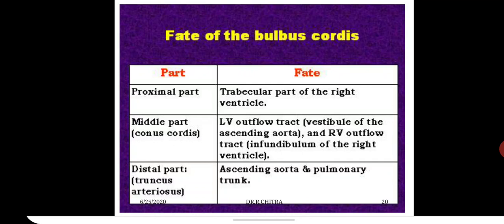So what the parts of the bulbus cordis are and what they have given rise to, we will see in this table. The proximal part of the bulbus cordis will give rise to the trabecular or inflowing rough part of the right ventricle. Conus cordis will give rise to the left ventricular outflow tract and right ventricular outflow tract. Truncus arteriosus will give rise to the ascending aorta and the pulmonary trunk, which we will now see in this continuation.